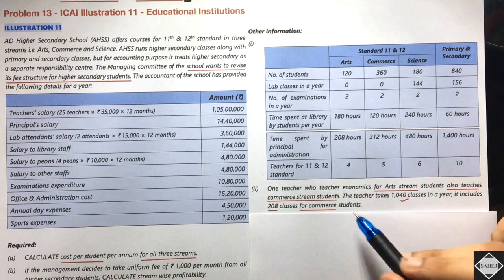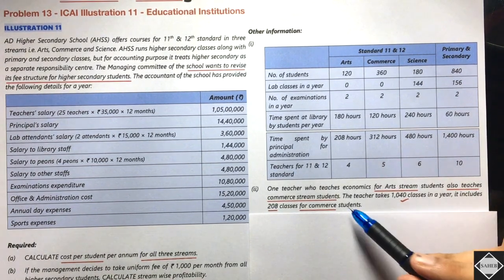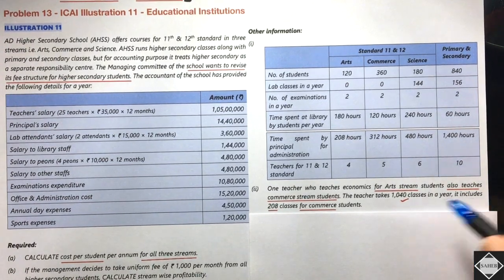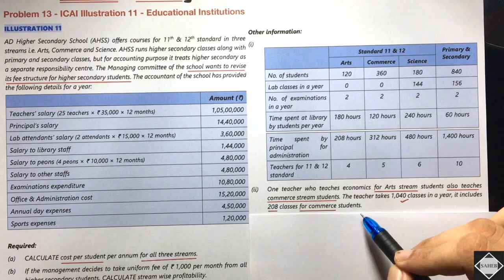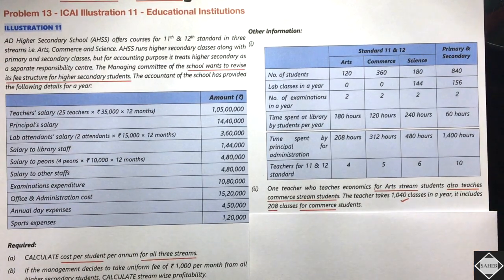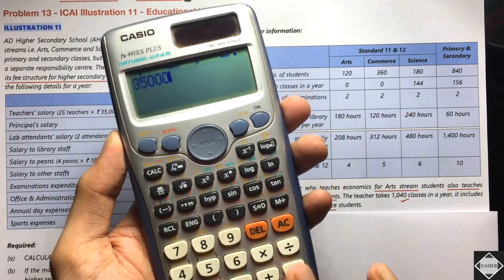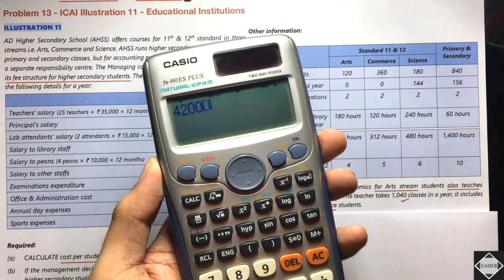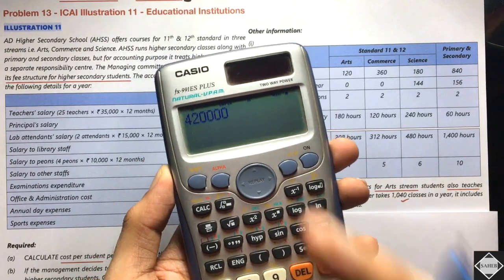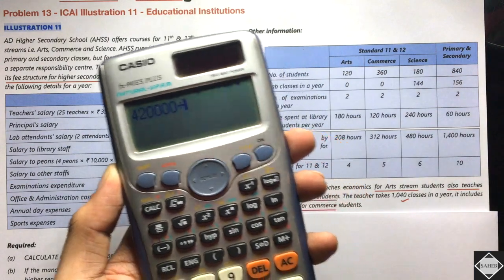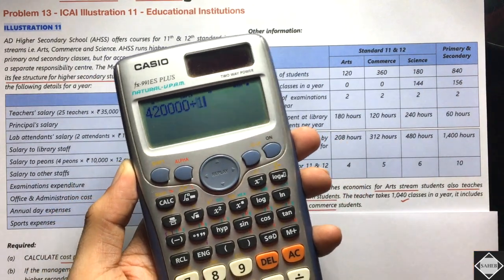Understand this. See, now they are giving the details. The teacher takes 1040 classes in a year. It includes 208 classes for commerce students. In total, how many classes has she taken? 1040. So what we are going to do, see how much we have paid her. 35,000 into 12. We have paid her 4,20,000. So we will take 4,20,000, whatever the cost of that economics teacher, and divide it by the total classes, 1040.